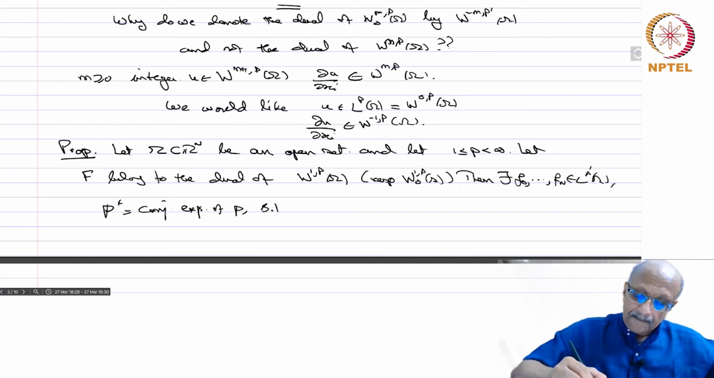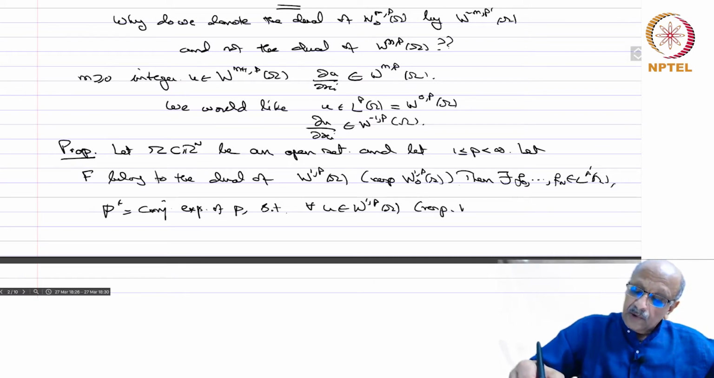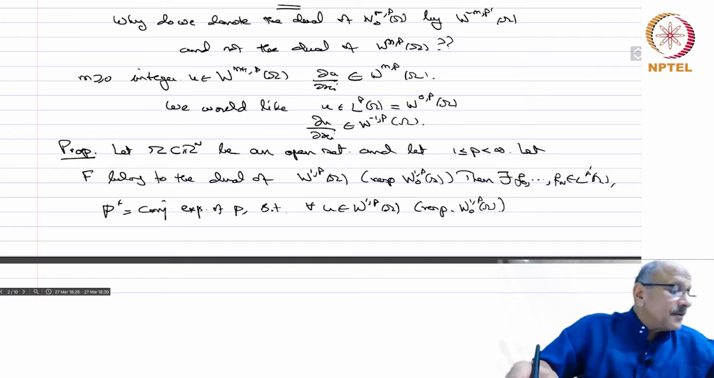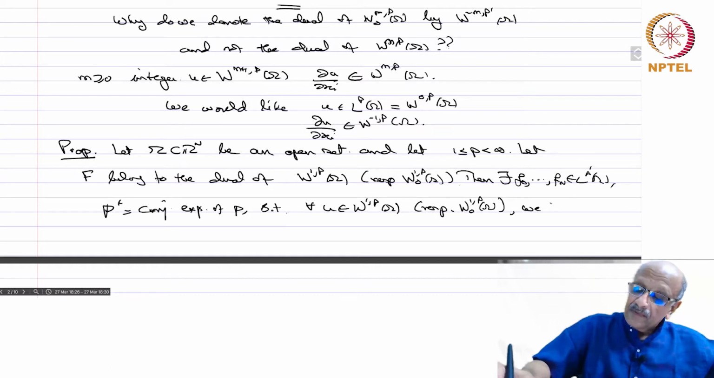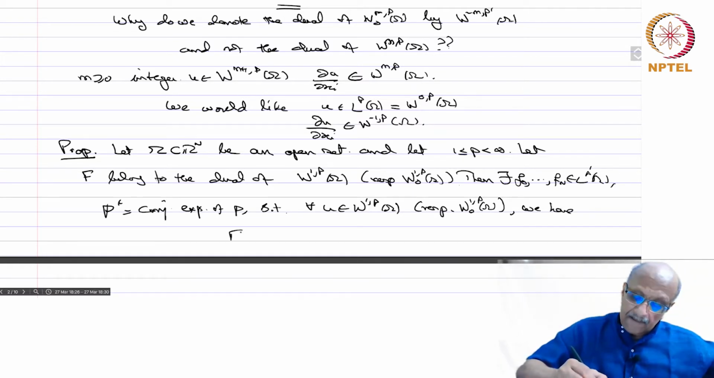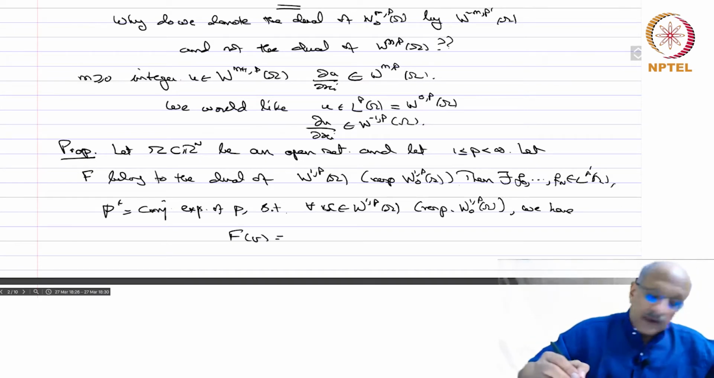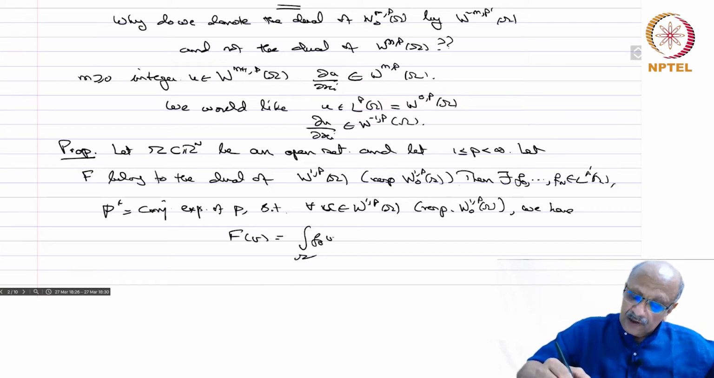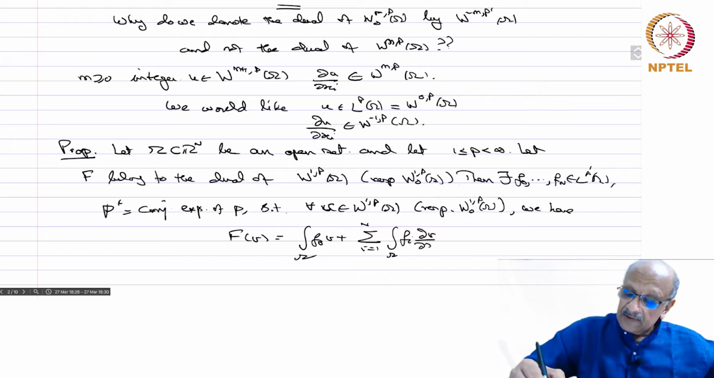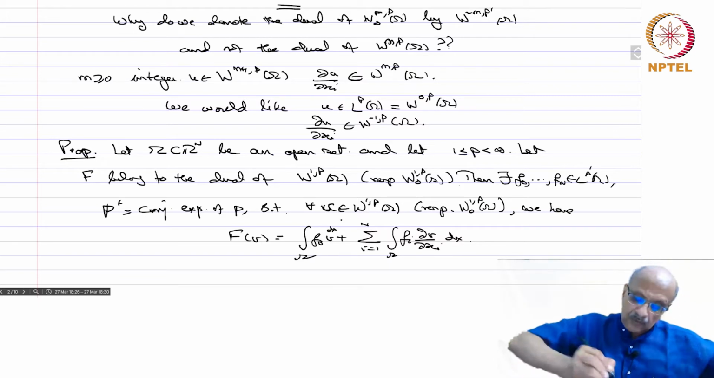such that for all v in W1P omega, respectively W1P0 of omega, we have F of v equals the integral on omega of F0 v plus the sum for i equals 1 to n of the integral on omega of Fi dv by dxi dx.